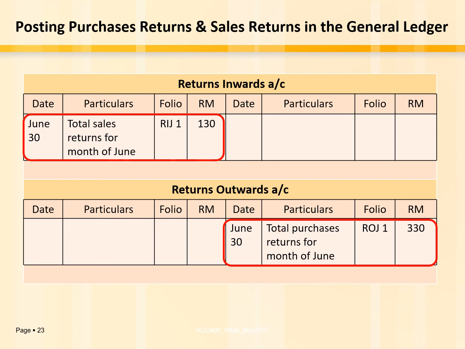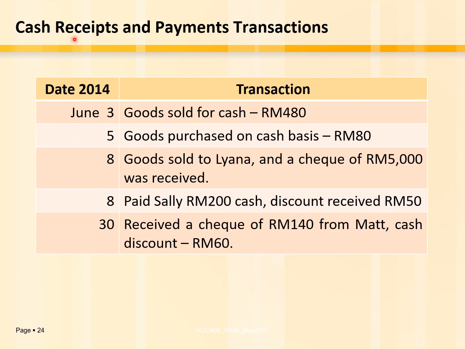Okay, let's look at the next slide. This is cash receipt and payment transaction. Okay, so ada cash receipt, ada cash payment. So let's see, goods sold for cash. Obviously, this is a cash receipt lah. Good purchases on cash. So cash payment. Goods sold to Liana, check diterima. So, cash receipt. Paid Sally, cash payment. Receive check, cash receipt. Okay, so kita kena record benda ni dalam our cash payment and cash receipt journal.